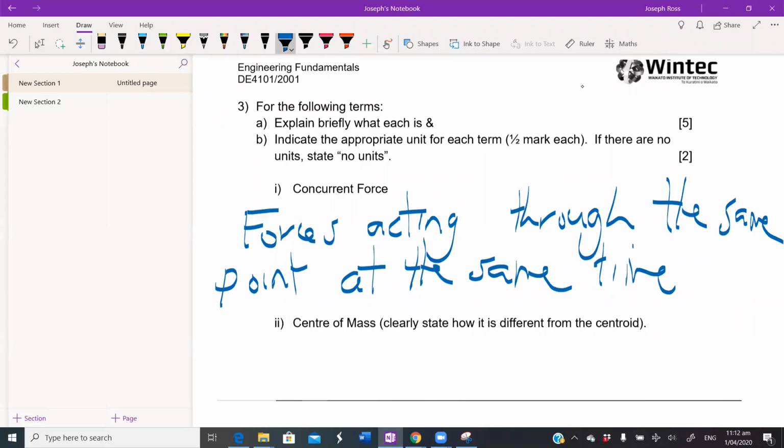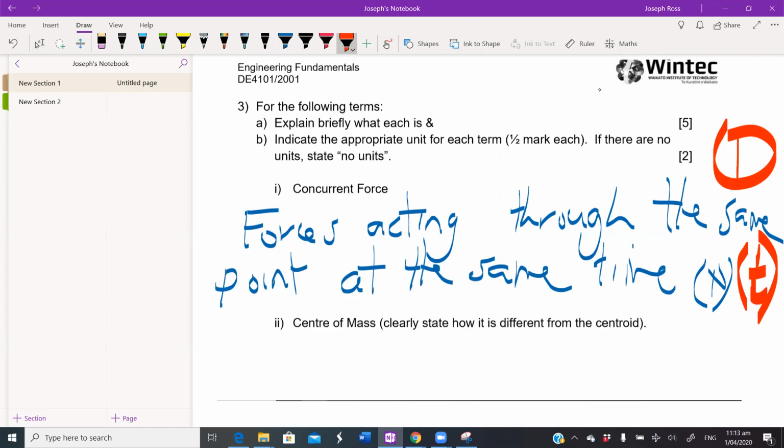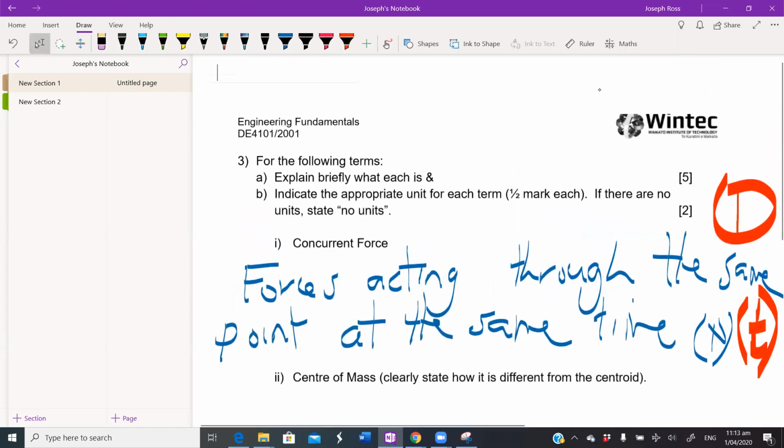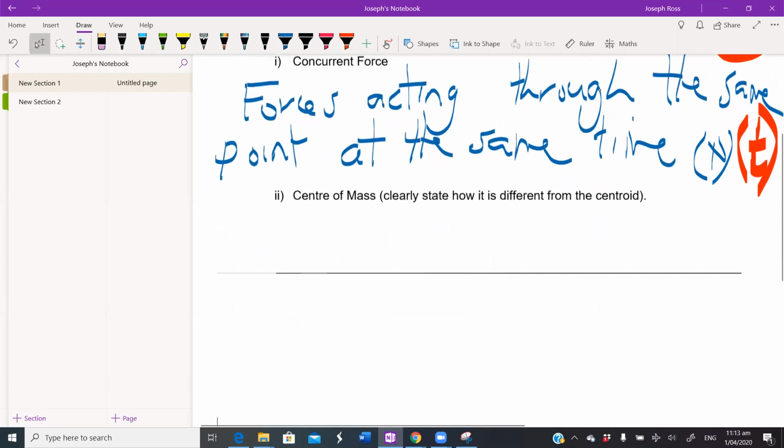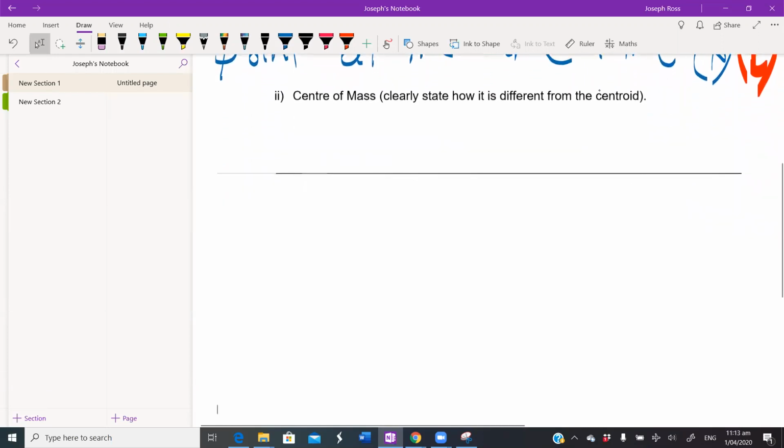So if you only said same point or only said same time, then that would be half a mark. If you said both same point and same time, that would be a full mark. And we're dealing with forces here, so our units are newtons, and you get half a mark for getting the unit correct there. Okay, so that's what a concurrent force is. Now, a center of mass.